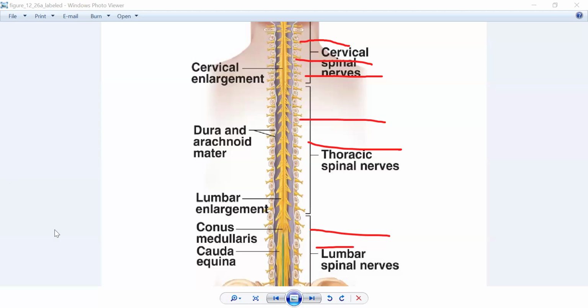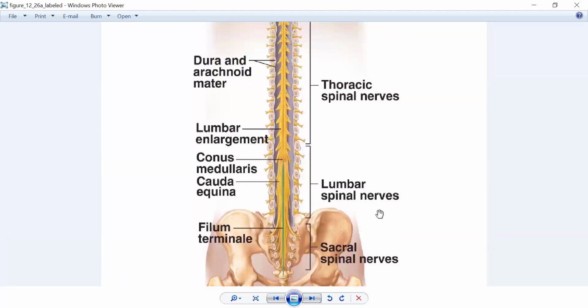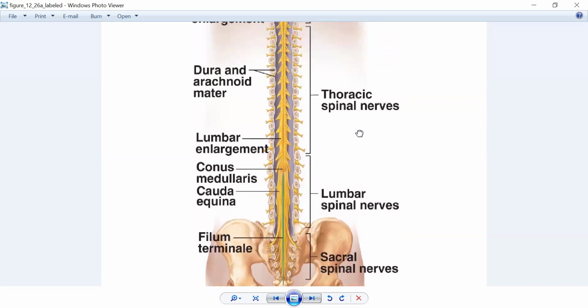So let me clear my drawing so I can move the image. Down below, you also have thoracic, lumbar, and then sacral nerves. And nerves, again, are axons wrapped with connective tissue going out toward targets or receiving sensory from targets located in the periphery of the body. Periphery means further away from the brain, okay?